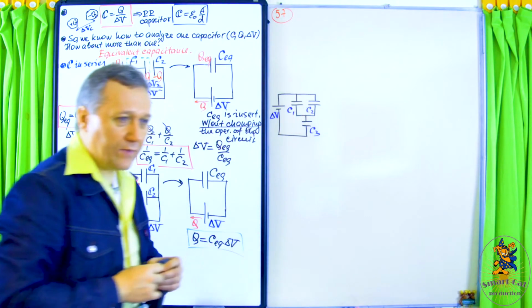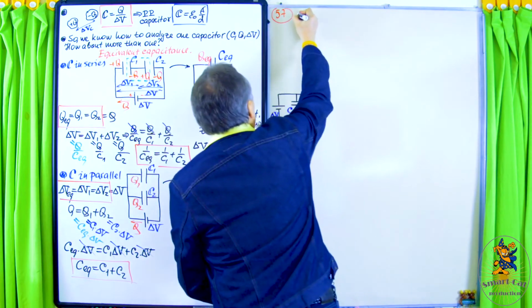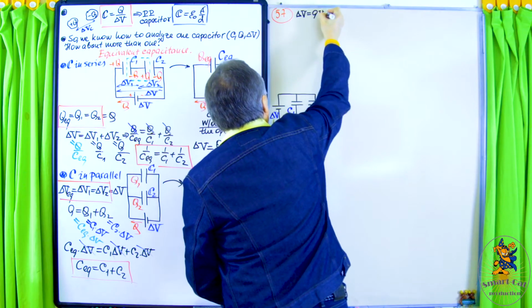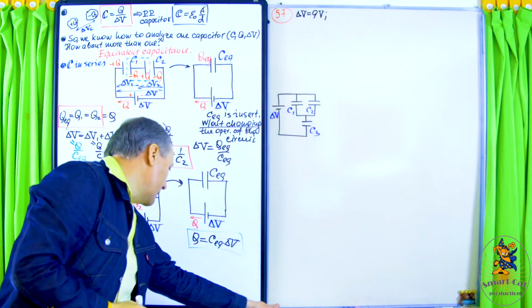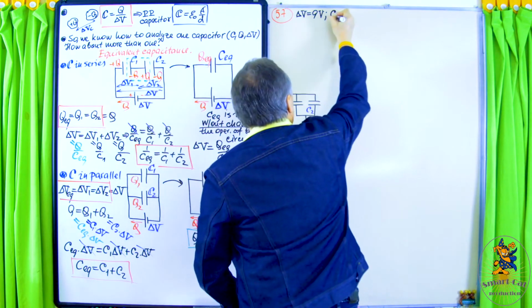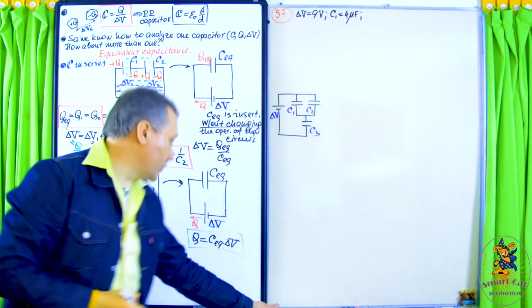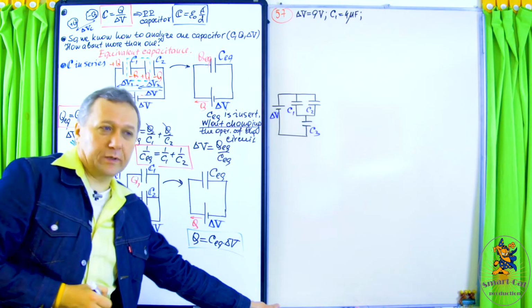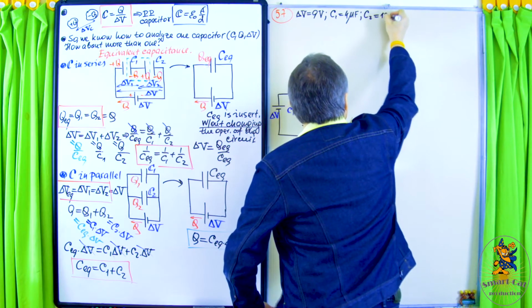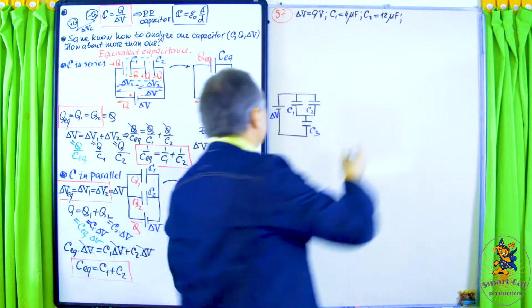Okay, now let me write the values. Delta V 9 volts. Then C1 4 microfarads. Then C2 12 microfarads. And then C3 2.